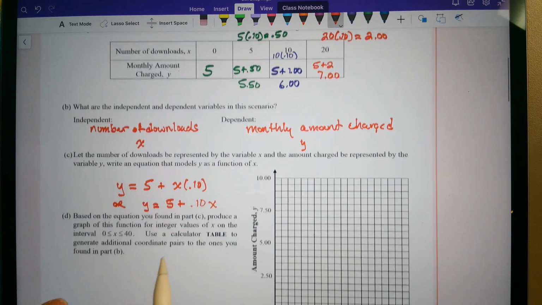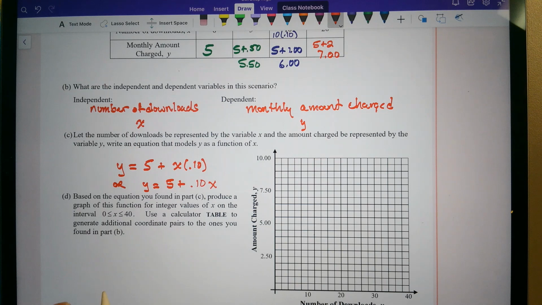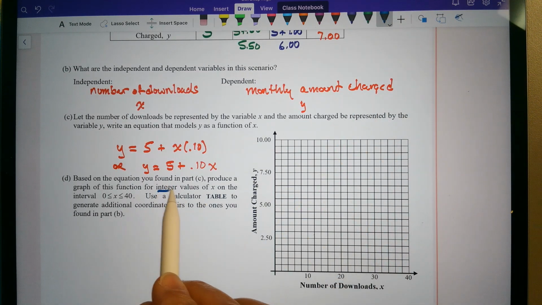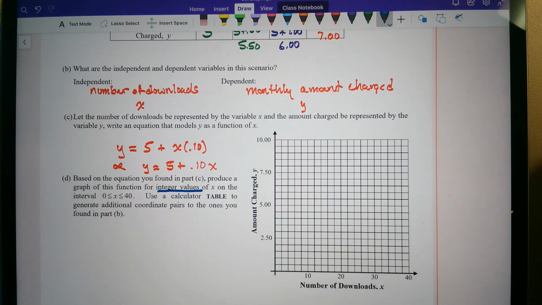Based on the equation from part C, we want to produce a graph of this function for integer values of x over the interval from 0 to 40. Use a calculator table to generate additional coordinate pairs.